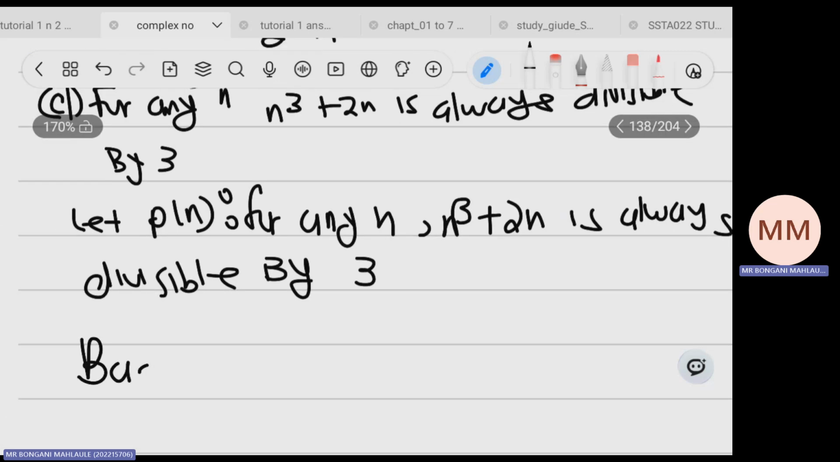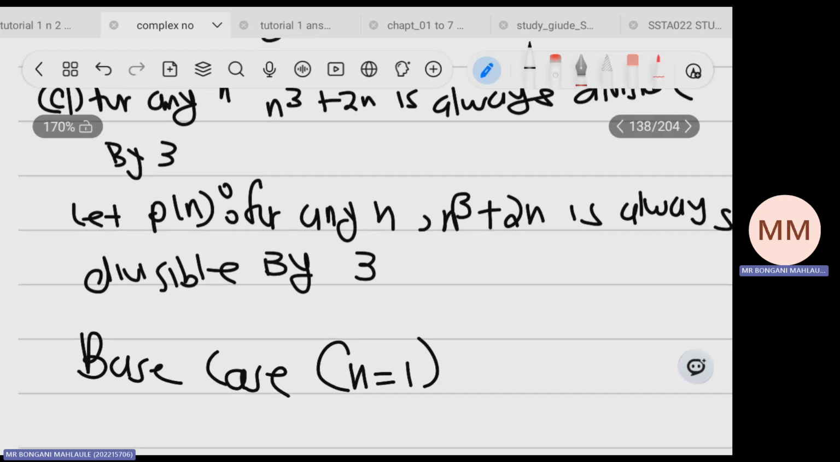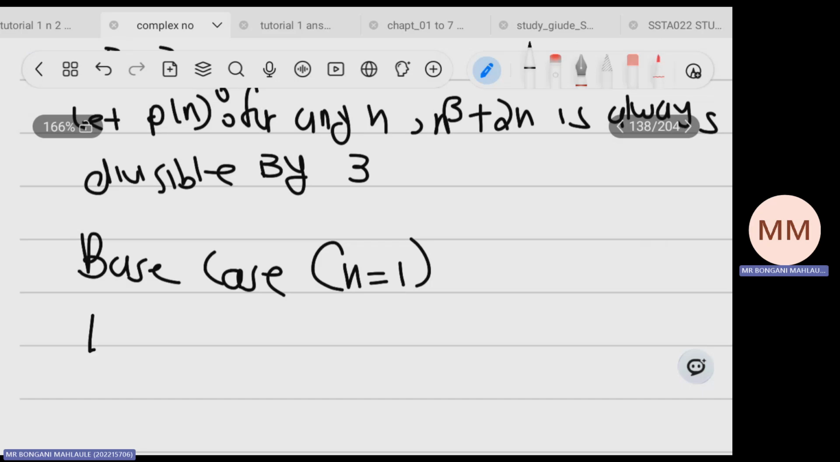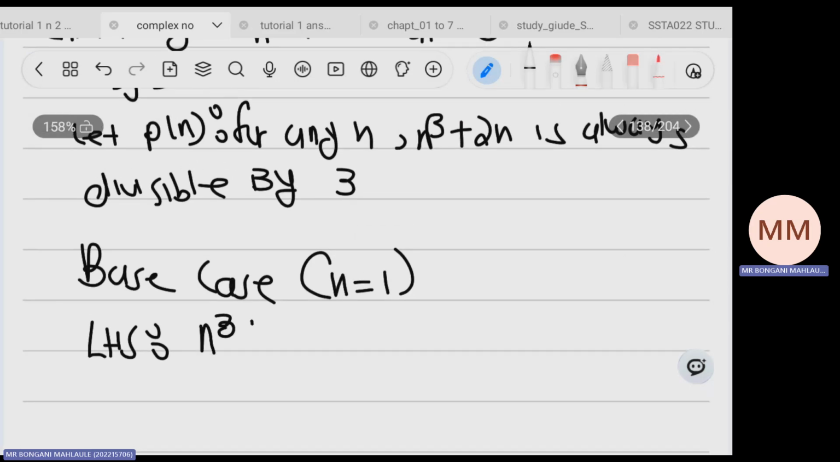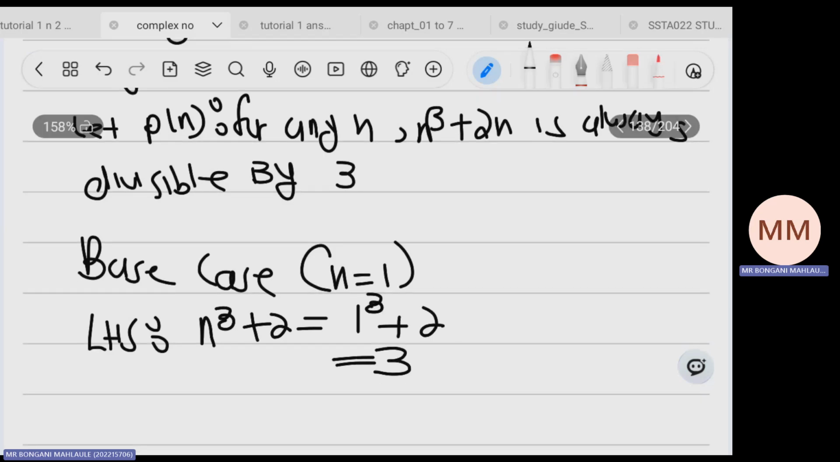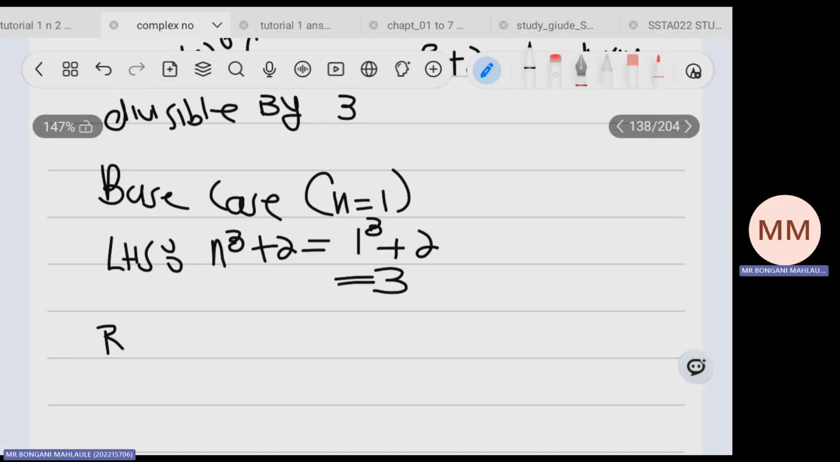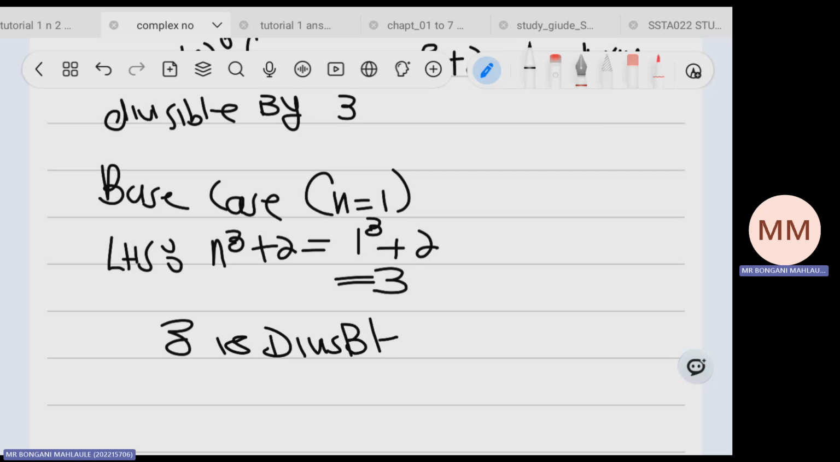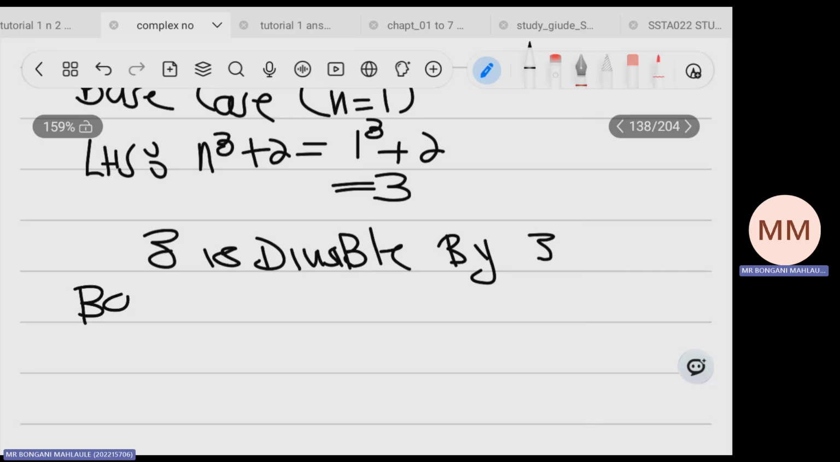So we'll say base case. For n equal to 1, we know that the left-hand side, we're having n cubed plus 2n, which is 1 cubed plus 2, which is 3. So we can see that 3 is divisible by 3. So it means the base case is true.